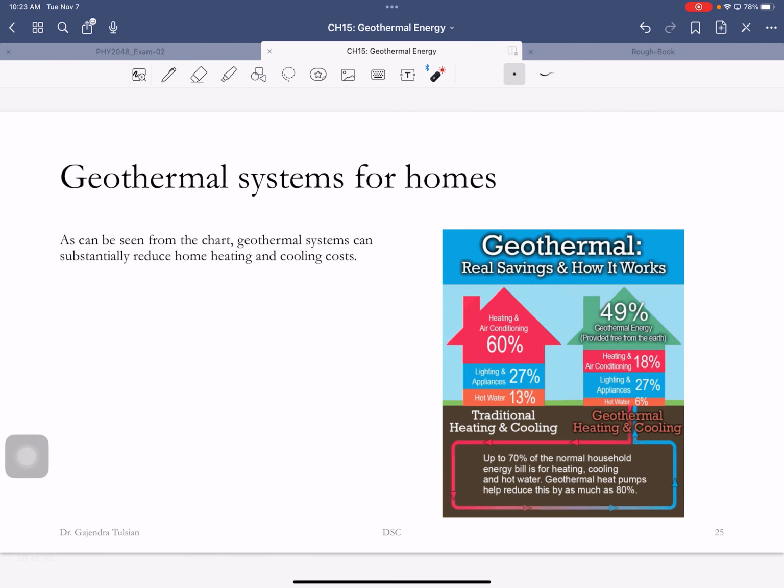Geothermal systems can substantially reduce home heating and cooling costs. What this is telling you is that heating and air conditioning are 60% of your energy bills at home, lighting and appliances 27%, and hot water 13%. So if you have a geothermal system, half the energy comes from geothermal energy, so your electricity bill is cut in half. Then you need to supplement that, and 18% of your bill will be there.